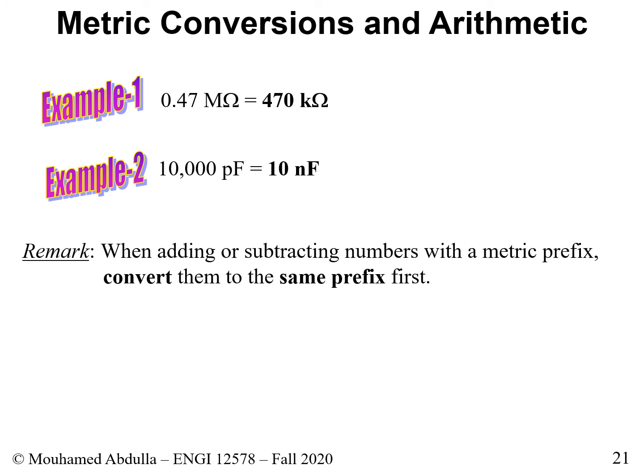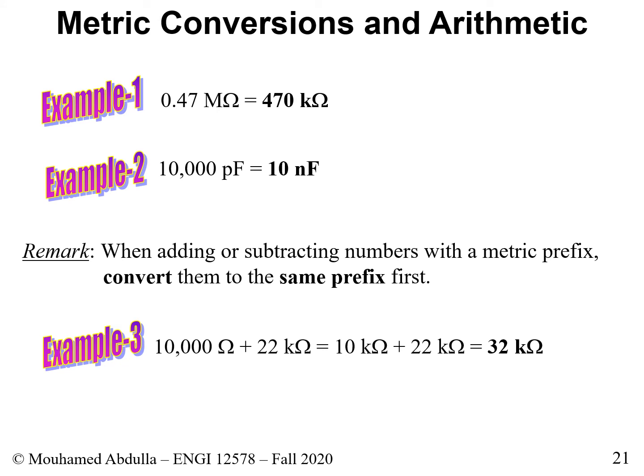Also, when adding or subtracting numbers with metric prefixes, it's important that you convert them to the same prefix to do the addition or subtraction. So let's see an example here. Let's say we're adding 10,000 ohms. And right away, you know it's not in engineering notation. You could simply write it as 10 kilo ohms. You're adding it to 22 kilo ohms.